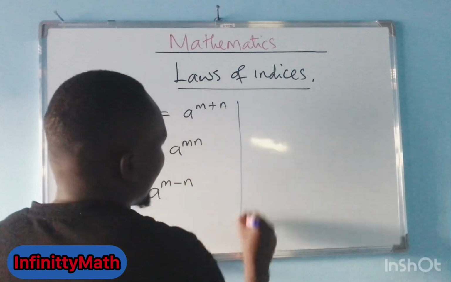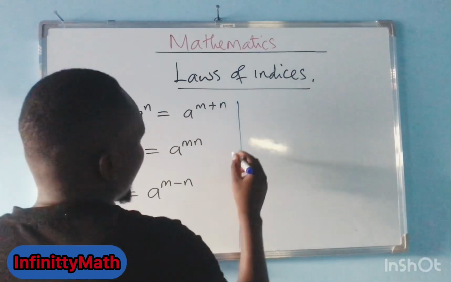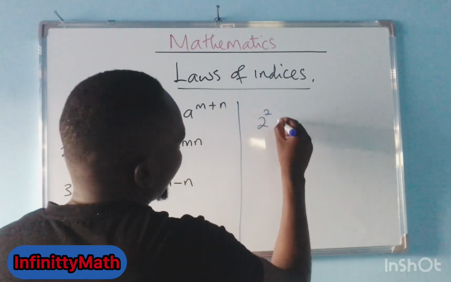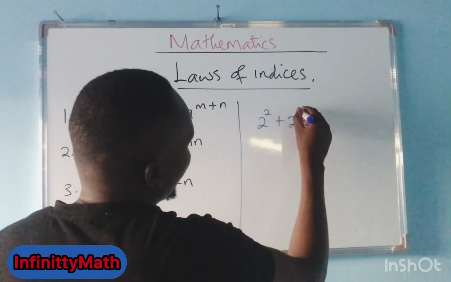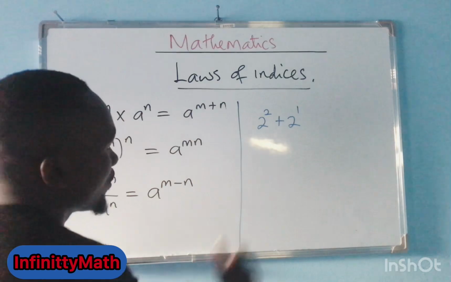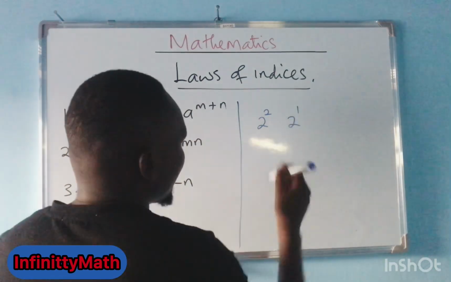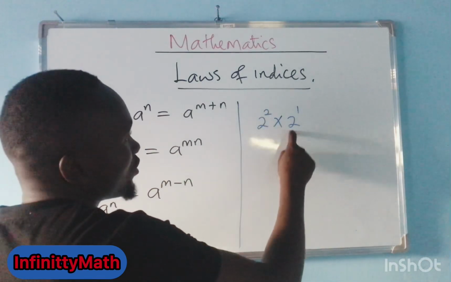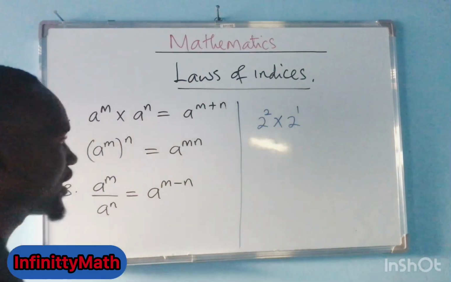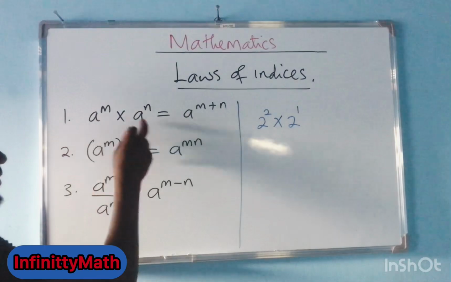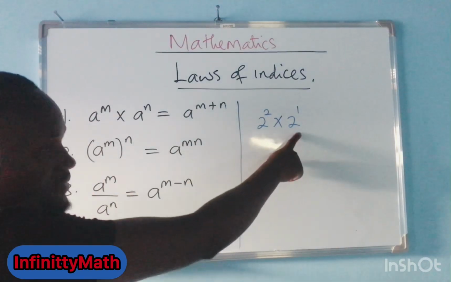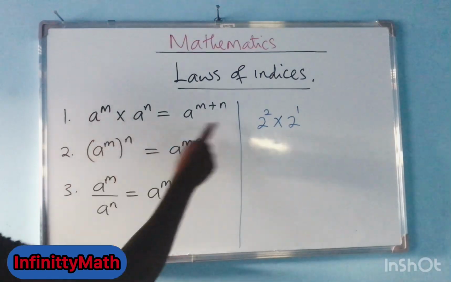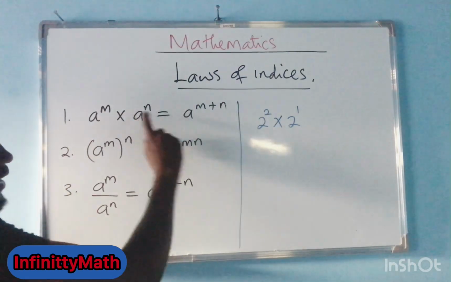Let's say you have 2 raised to the power of 2 times 2 raised to the power of 1. Sorry, we need to multiply here. So we are basically multiplying here. You can see that the base is the same. The base is a 2 here, and the base is a 2 here. When you look at the exponent, here we have the m as the exponent, in this case it's the 2. We have the n here, in this case it's the 1.